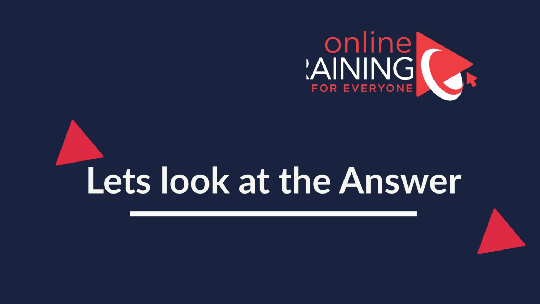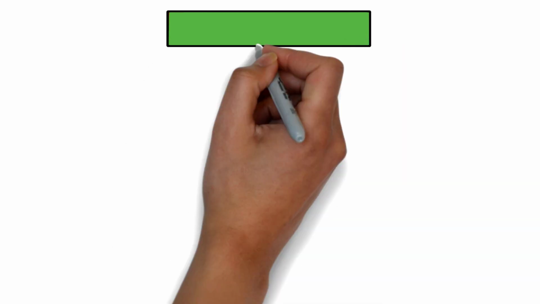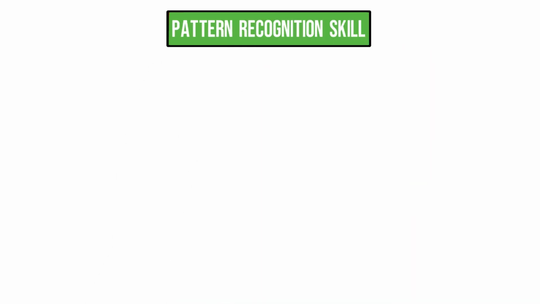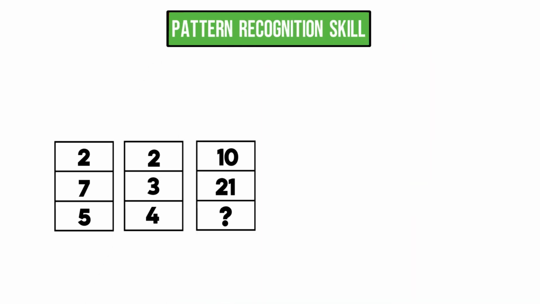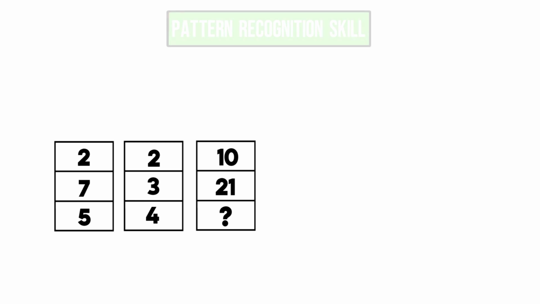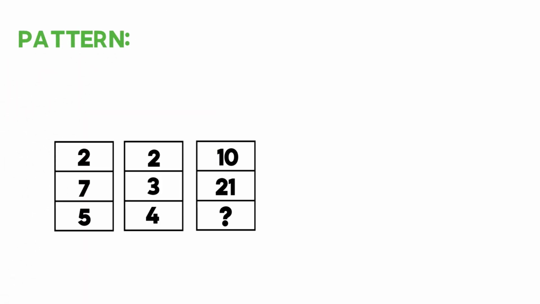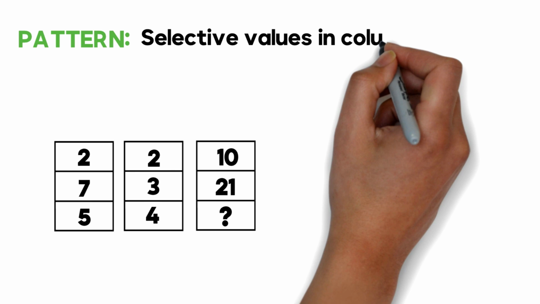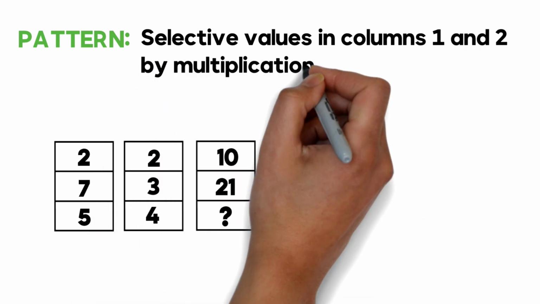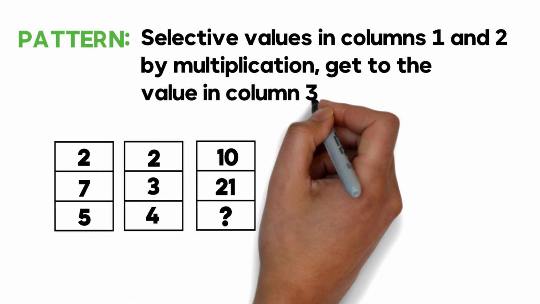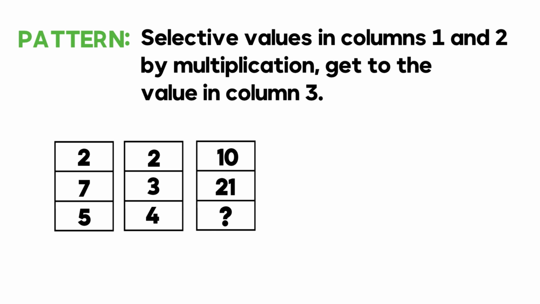Let's continue to see how we can get to the correct solution together. The most important skill to solve these types of problems is pattern recognition. To recognize the pattern, you need to look closely into each column. Selective values in columns 1 and 2 by multiplication get to the value in column 3, and this is our pattern. Let's take a closer look at the values that are already present.